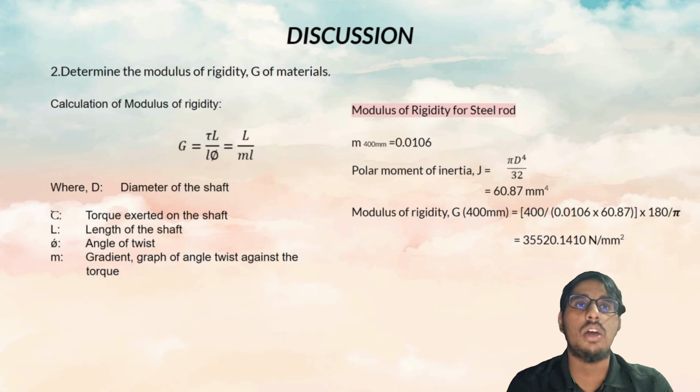Next, the modulus of rigidity is equal to 400 divided by 0.016 times 60.87, then times 180 over pi to change it to radians, and the modulus of rigidity for the steel rod is 35,520.1410 Newton per millimeter square.